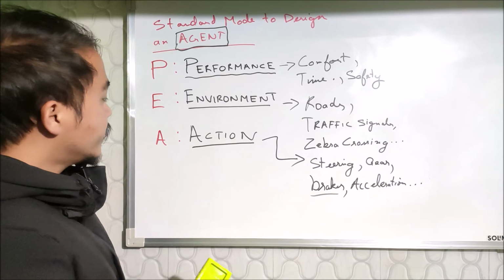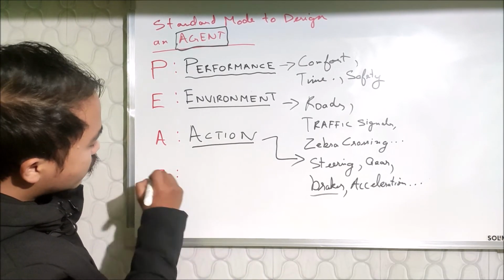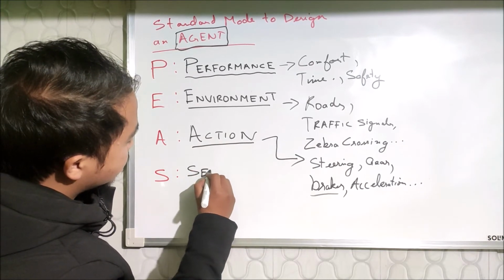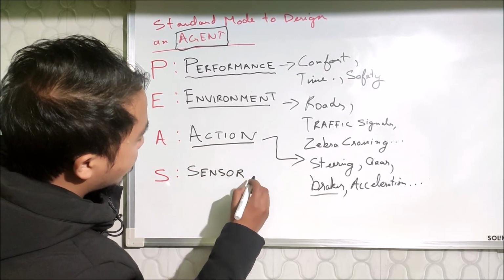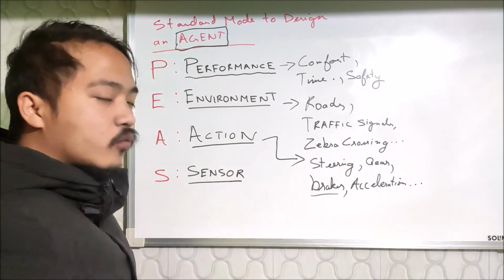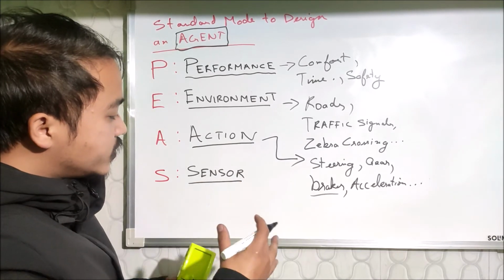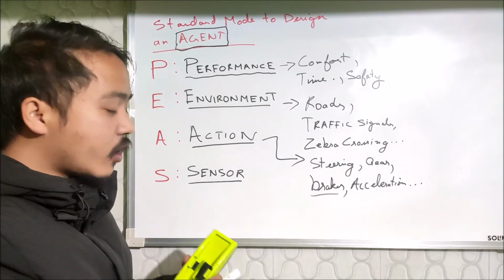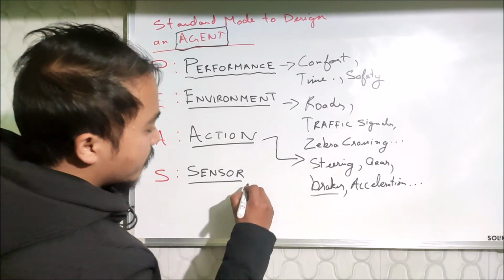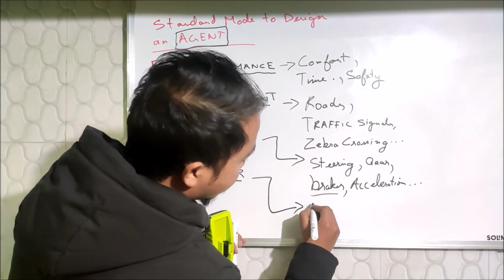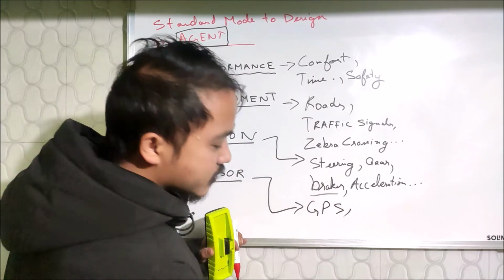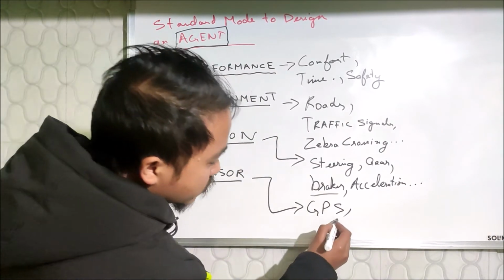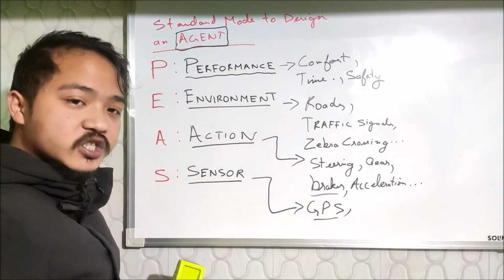And the last one is S, which means sensors. And what are these sensors? Sensors are used to sense information from the environment, or perceive information from the environment. For example, GPS, the global positioning system, senses where you are right now and shows the location where you're at.